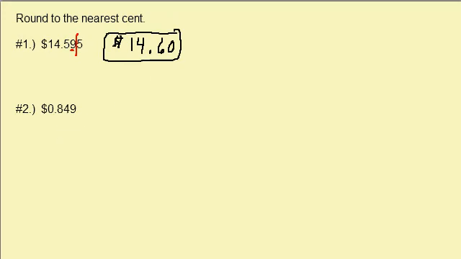Alright, what about this one? Round to the nearest cent. So we want to round the hundredths place. So we look to the right of the 4. That's a 9, that's larger than 5, so that would round the 4 up to a 5. So this would be 0.85, so that would be 85 cents.